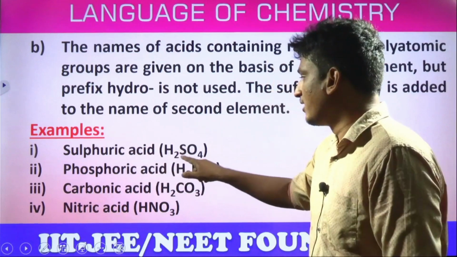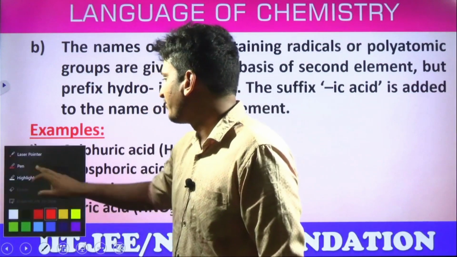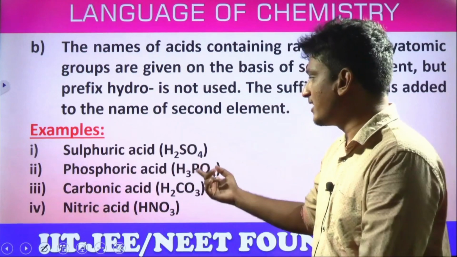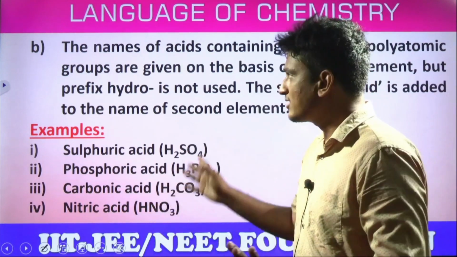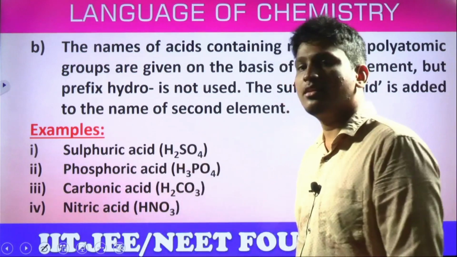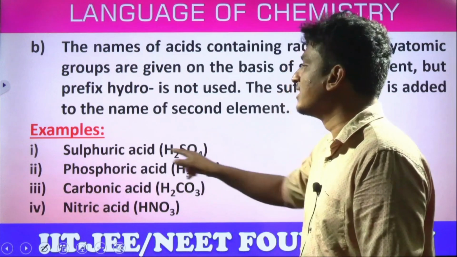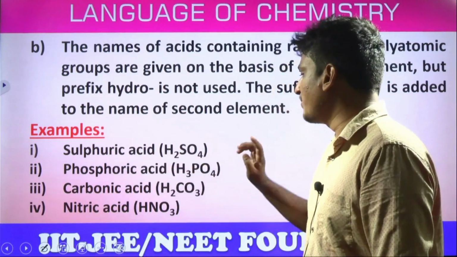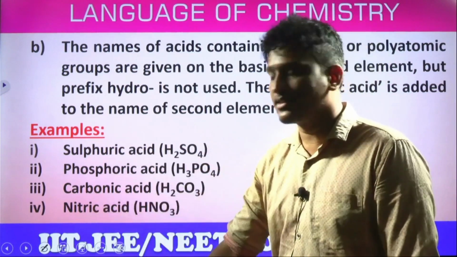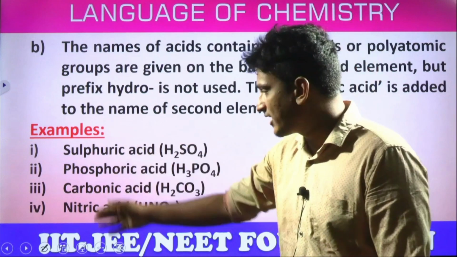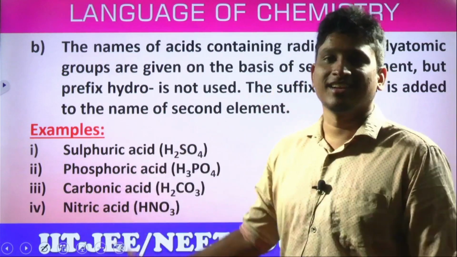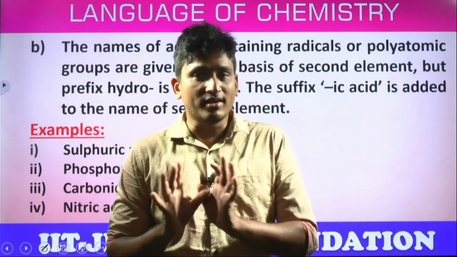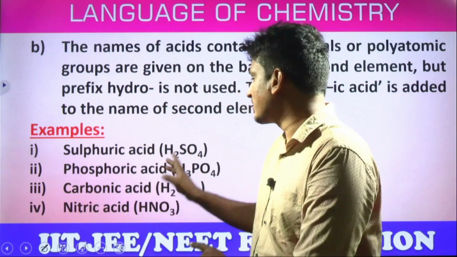For example, look at this acid, H2SO4. What is the main element? Hydrogen is common. For oxy acids, oxygen is common. The other non-metal is changing, sulfur. So what is the name? Sulfuric acid. H3PO4, what is the other element? Phosphorus, phosphoric acid. H2CO3, carbon, carbonic acid. HNO3, nitrogen, nitric acid. That's it. These are called oxy acids. Why? Because they have common oxygen.